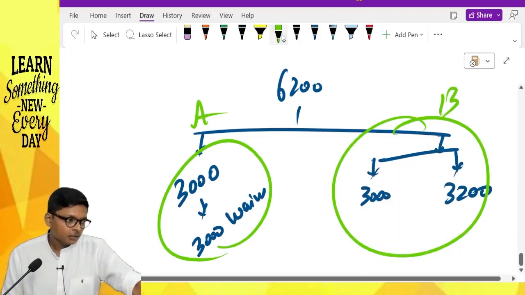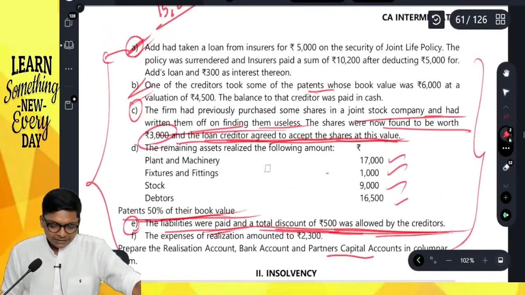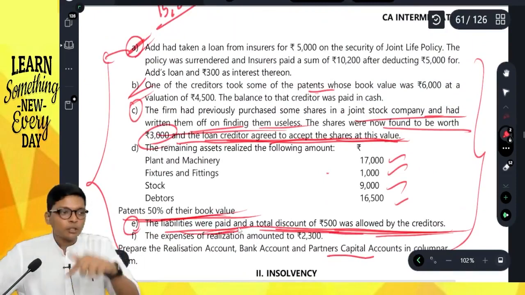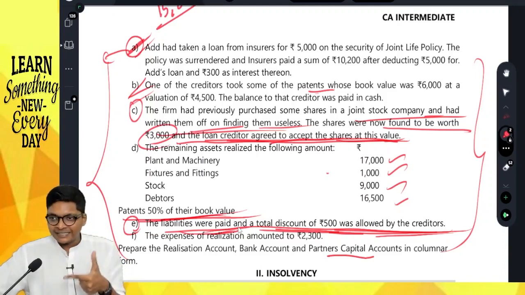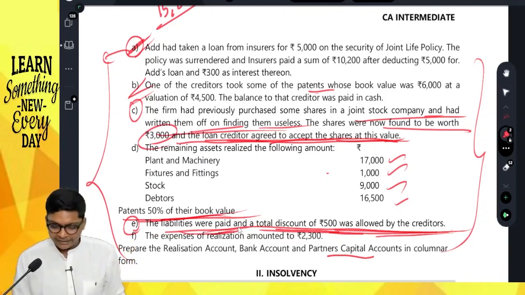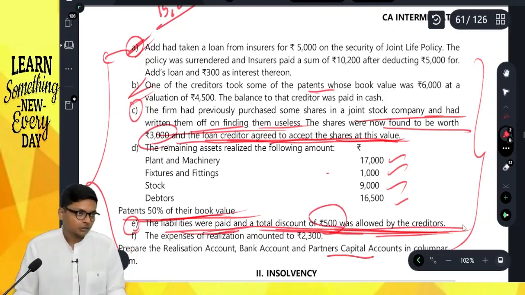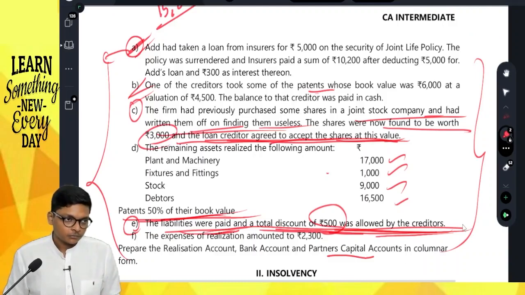B. I will say anything is fine, give a note, but since the words used are liabilities were paid, both of them are liabilities. Both loan creditors and sundry creditors and A's loan are all liabilities. Discount is given only by creditors, not the loan creditors. So I will take assumption B, where I am paying them.